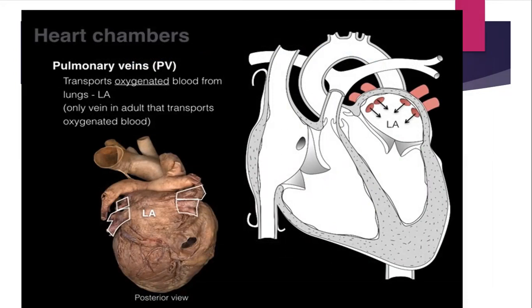So you can see that the pulmonary veins transport oxygenated blood from the lungs to the left atrium. And they are the only veins which carry oxygenated blood in adults. It has 4 entrances, all of them, with every lung having 2 blood vessels bringing the blood there.